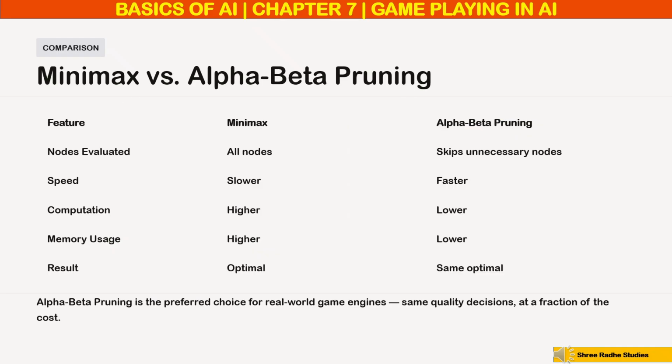Slide 9. Minimax versus alpha-beta pruning. Let's compare these two algorithms. Minimax evaluates every single node of the game tree. Alpha-beta pruning skips unnecessary nodes. As a result, Minimax is slower and requires more computation and memory. Alpha-beta pruning is much faster and more efficient while still producing exactly the same optimal decision. Because of this, alpha-beta pruning is the preferred choice in modern game engines and AI systems.